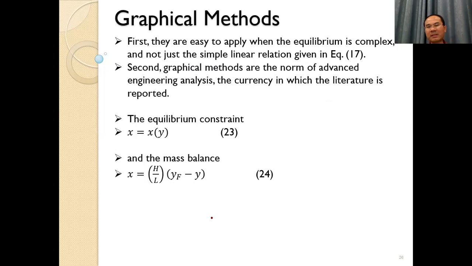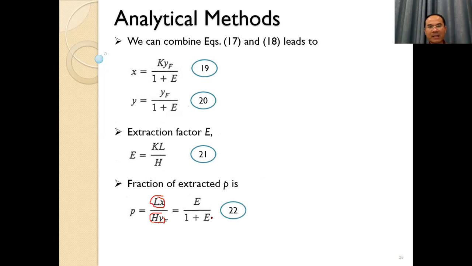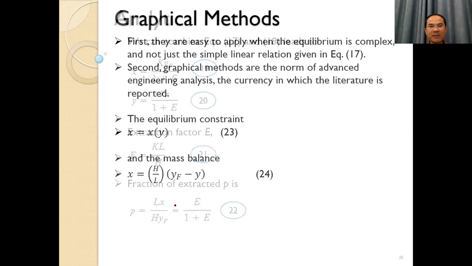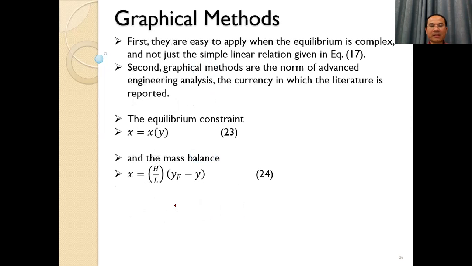Okay. Previously, we talked about the analytical method. You can solve for X, you can solve for Y, and then you can calculate the fraction of extract. And then we can utilize the graphical method. The graphical method, we use the relationship between equilibrium and mass balance to construct the graph.